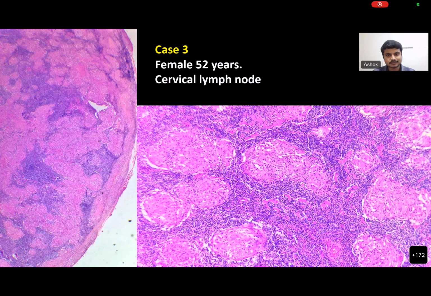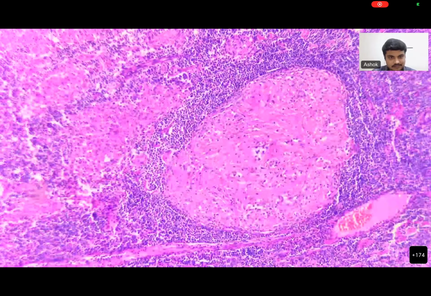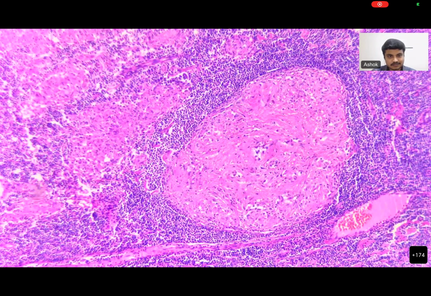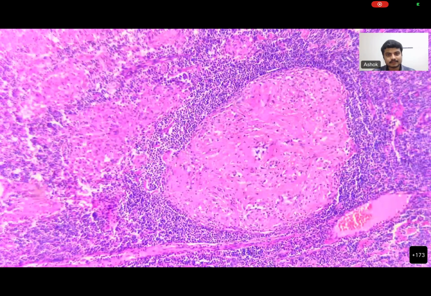Multinucleated giant cells. Okay, multinucleated giant cells. Maybe you will find here and there. Maybe other sections you will find more. Here there are some. Some areas are full of multinucleated giant cells. What else would you look for in these granulomas?